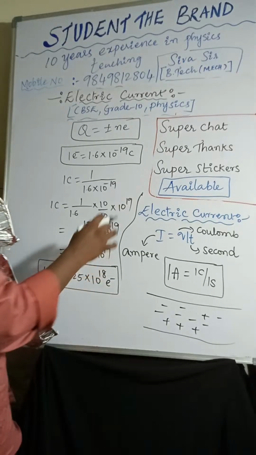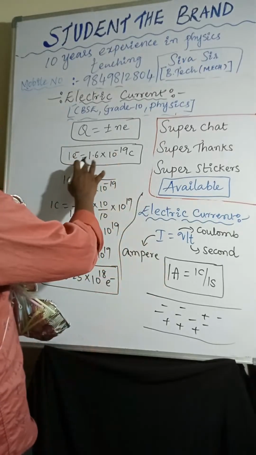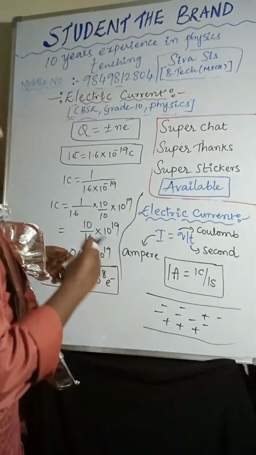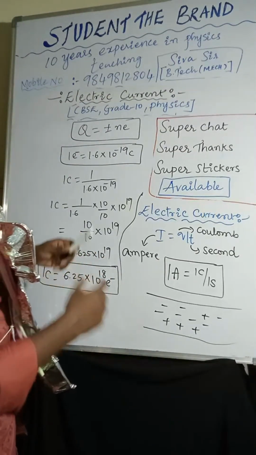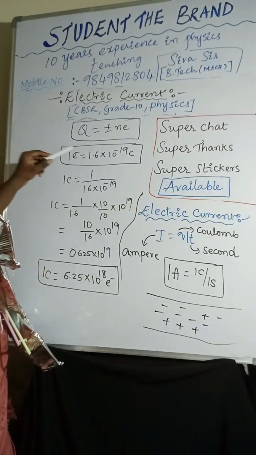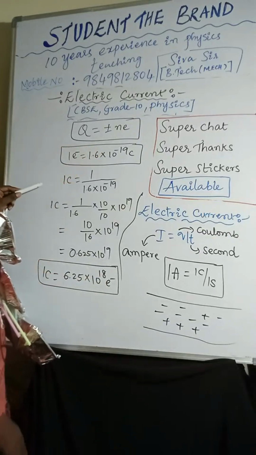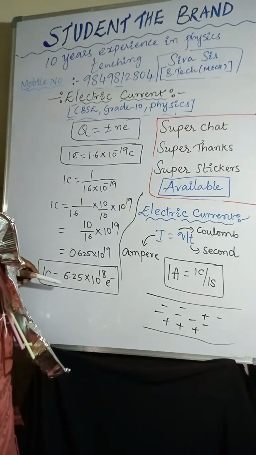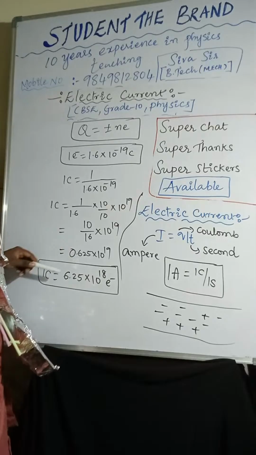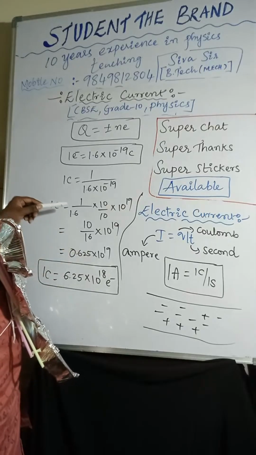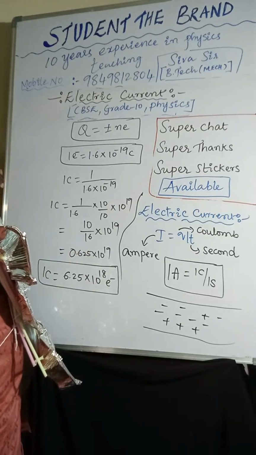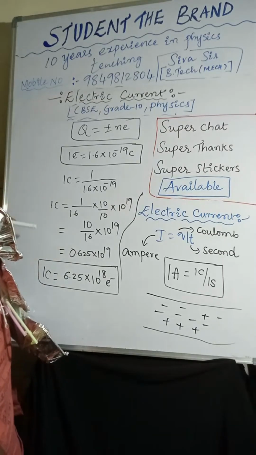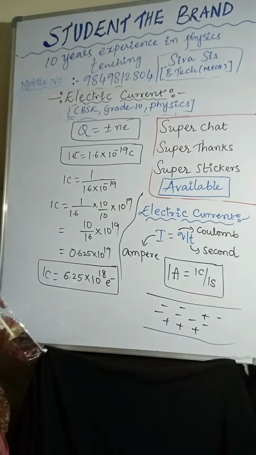See, on one electron there is 1.6 into 10 power minus 19 coulomb. In 1 coulomb, 6.25 into 10 power 18 electrons are present. Okay, so this is about electric current.